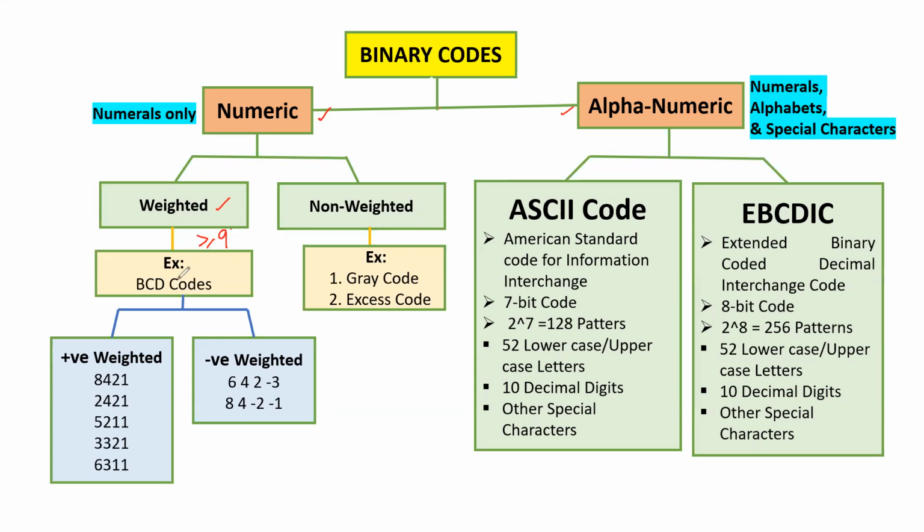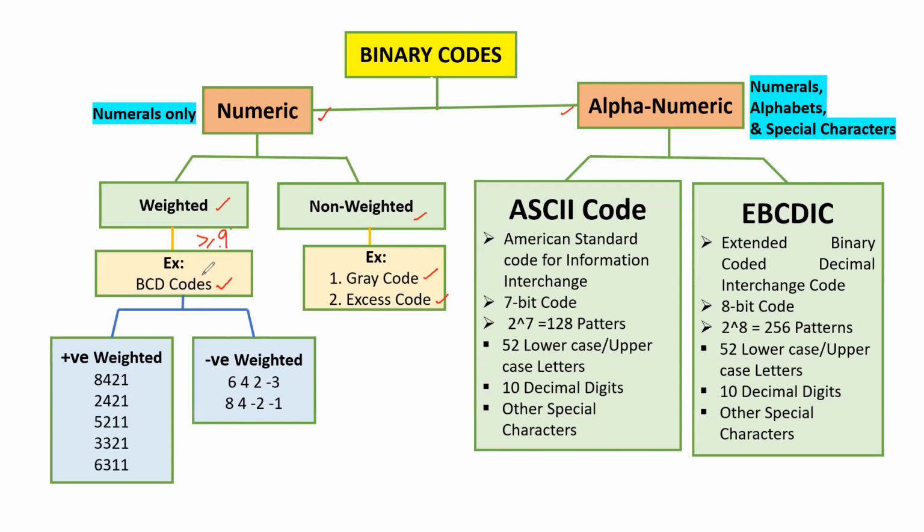Examples of weighted codes are BCD codes. BCD full form is binary coded decimal. That means decimal digits represented in binary form is called a binary coded decimal. That's why the numeric codes are used to represent the BCD codes. The examples for non-weighted code are gray code and XS3 code. Gray code is also called unit distance code and also reflected code. XS3 code is obtained by adding 3 to the BCD.